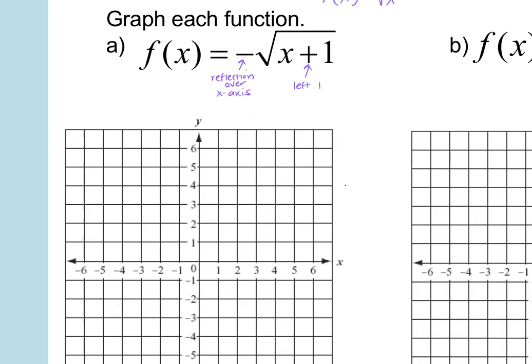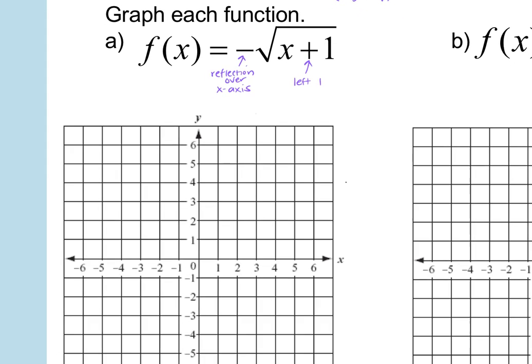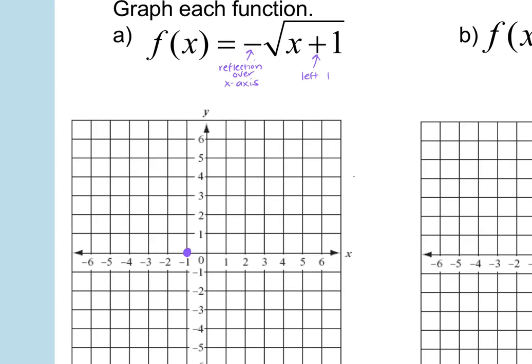So I'm going to take my square root. I'm going to shift it to the left one. And I'm going to flip it upside down. I do not need these to be perfect. If you want to plot some points so that you understand where you're going, fine, like to confirm your shift or whatever. But for an estimation of your graph, it does not need to be perfect.